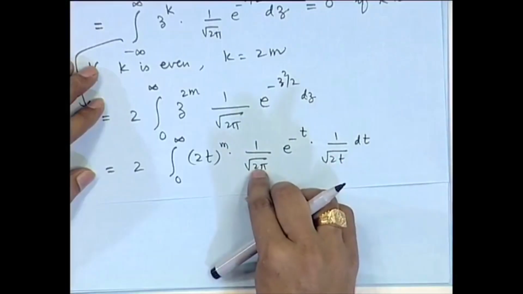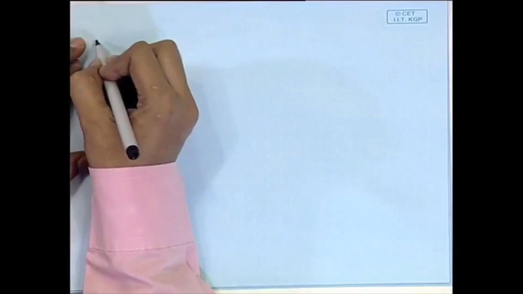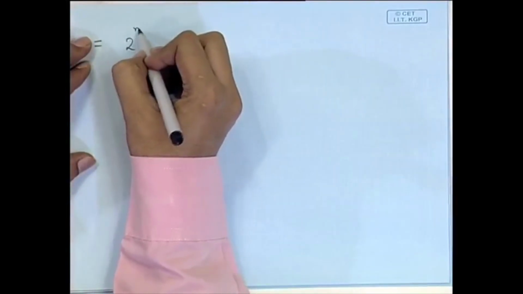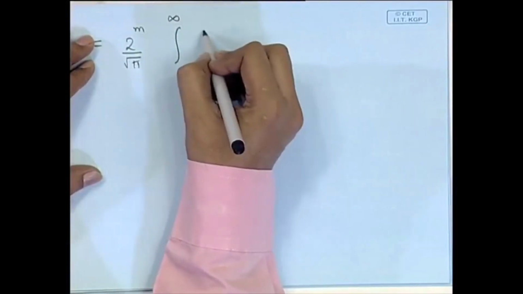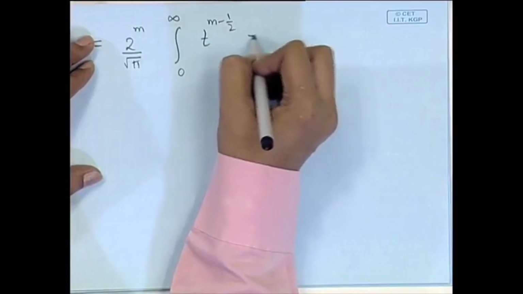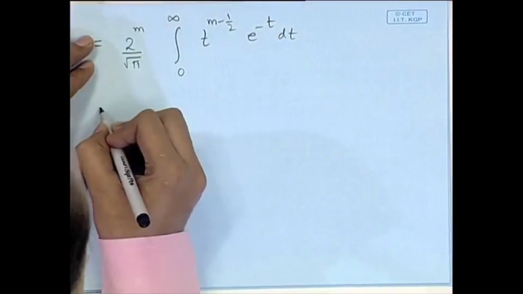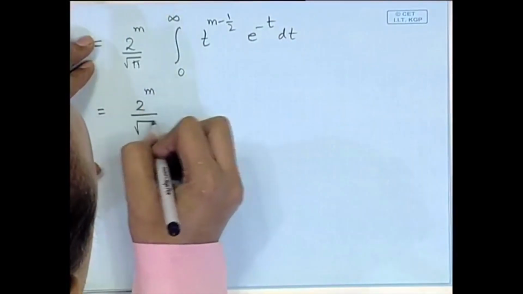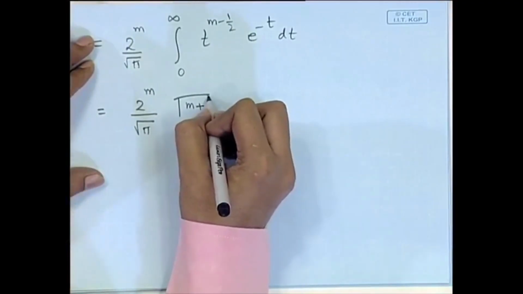So, we can simplify this. Here there are two square root 2's in the denominator, so that will cancel with this. So, we are getting 2 to the power m by root pi times the integral from 0 to infinity of t to the power m minus 1 by 2 e to the power minus t dt, which is nothing but a gamma function. So, this is equal to 2 to the power m by root pi gamma of m plus 1 by 2.